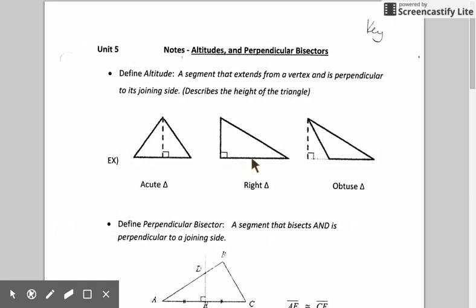In obtuse triangles, it gets even crazier. I can still only draw one altitude inside, but if I want to draw another altitude coming from a vertex perpendicular to the other side, I have to draw them outside the triangle. So here's one example. If I draw an altitude from this vertex in order to be perpendicular to the opposite side, the only way to do that is to draw the altitude outside the triangle. So the altitudes may look different depending on the type of triangle, but they're always going to come from a vertex and be perpendicular to the opposite side.